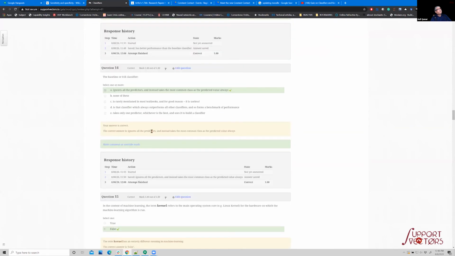Baseline classifier, what does it do? It ignores all the predictors and just looks for the most frequent, the most common class in the target variable. So if most people are healthy, it will just declare everybody to be healthy. It won't even look at the predictors. So what is the value of the baseline classifier? It sets a baseline, 0R sets a baseline. You need to write a classifier that at least beats the baseline. If it doesn't beat the baseline, your classifier is no use. It's quite useless, actually. Right?